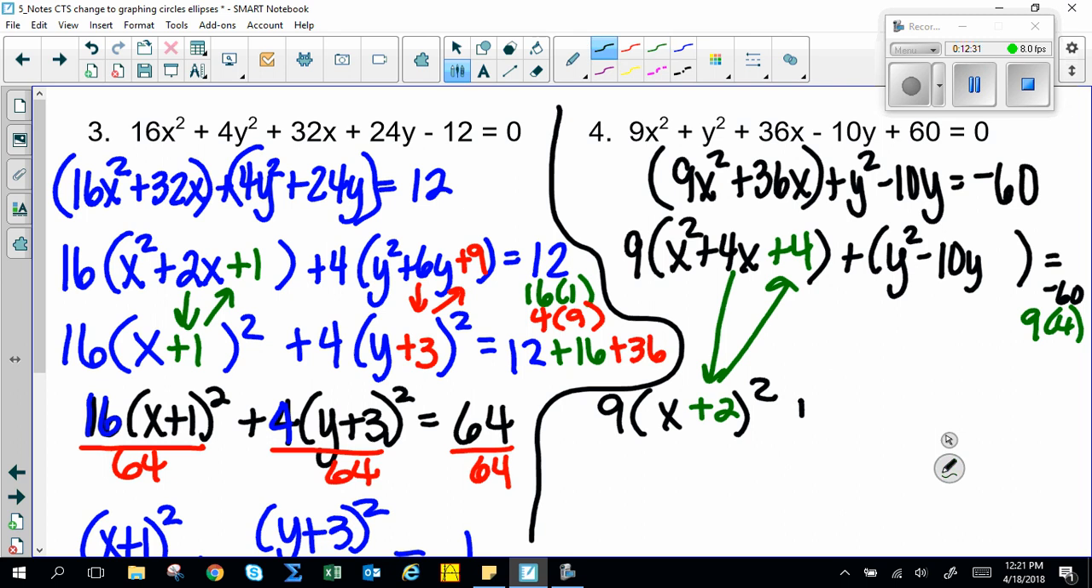And then I have my y squared term here. So I'm going to take half of -10, which is -5. And when I square that, I get plus 25. So I'm just adding 25 here also. So I'm going to have -60 plus 36 plus 25. +1?